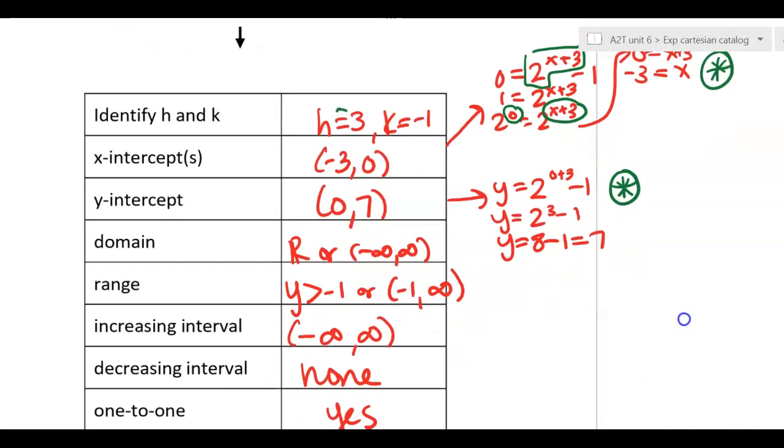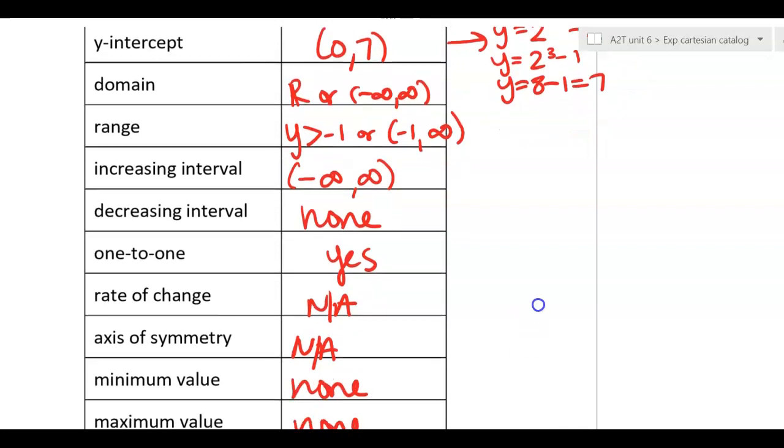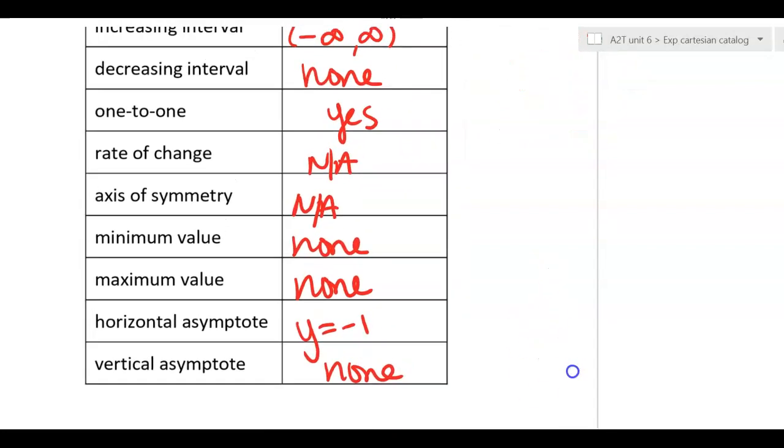All right, and then domain, all real numbers or -infinity to infinity. Our range is that y is greater than -1 or -1 to infinity. The entire graph was increasing, so the entire domain is listed as the increasing interval with no decreasing interval. It is 1 to 1, okay? Rate of change and axis of symmetry are not something we're studying about this function. No minimum or maximum value, and then we end up with that horizontal asymptote at -1 and no vertical asymptote, okay? Any questions that you guys have?